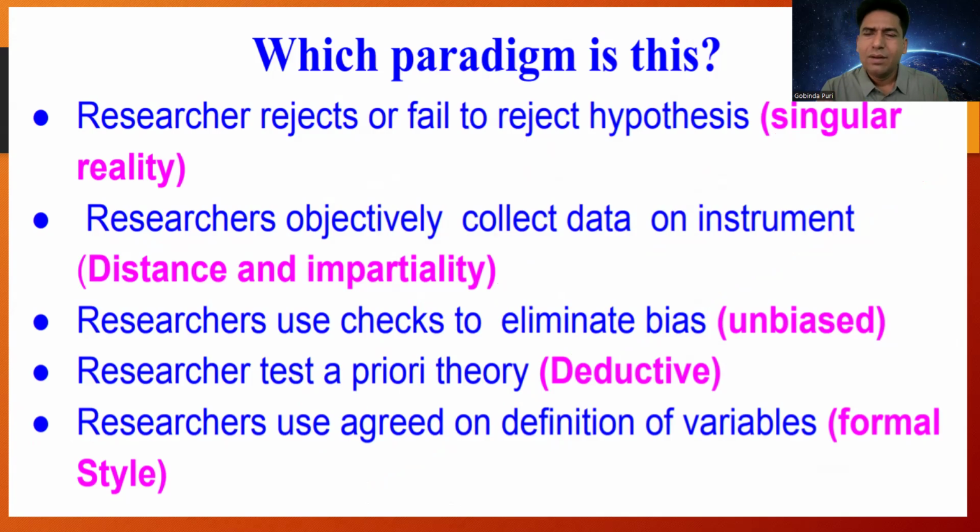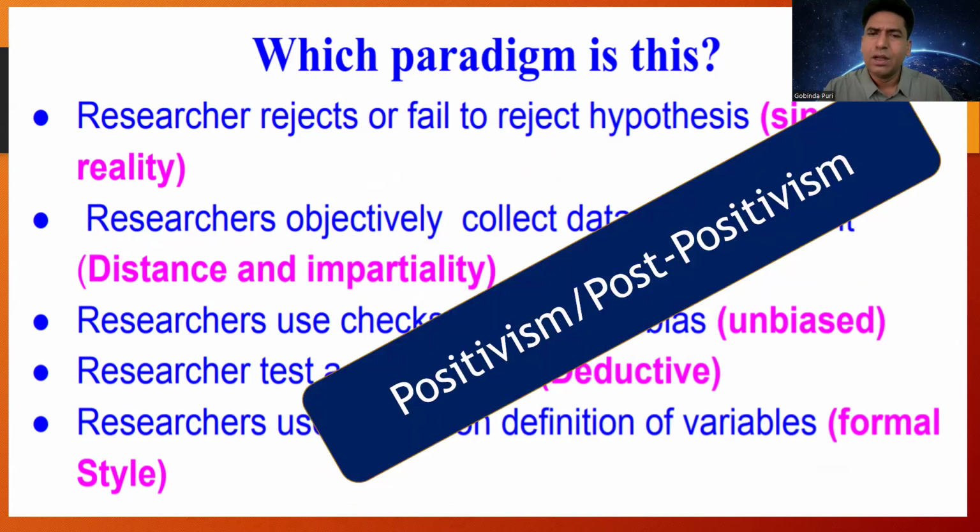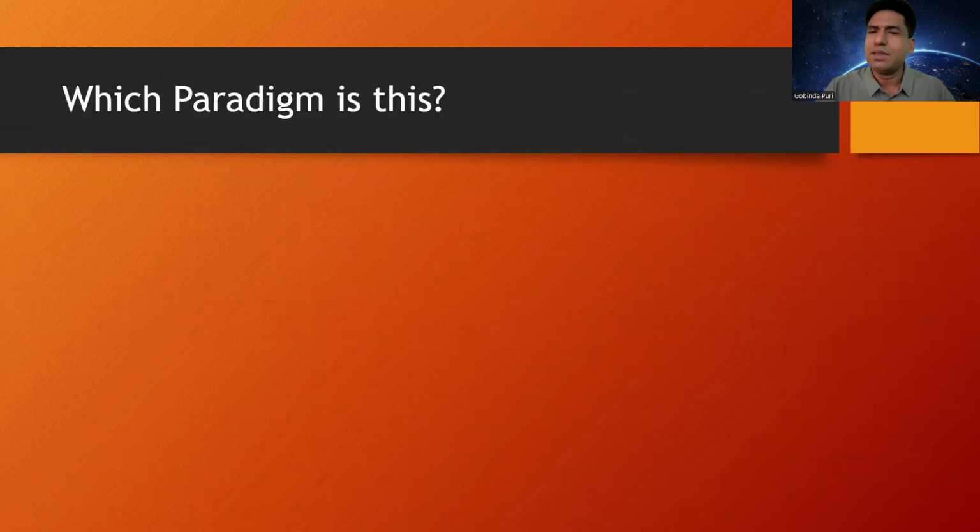What happens there? Positivism as well as post-positivism talks about the singular reality, and then it follows the objective data collection methods, or it is always distanced from the participant, or it shows impartiality, it is unbiased, it is deductive, and it comes as formal. This is what we say positivism or post-positivism. Let me go to the next. Which paradigm is this now?